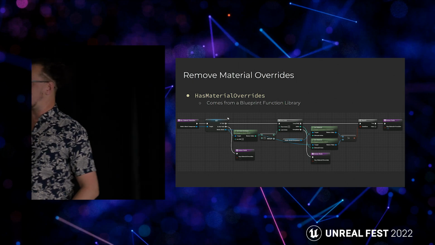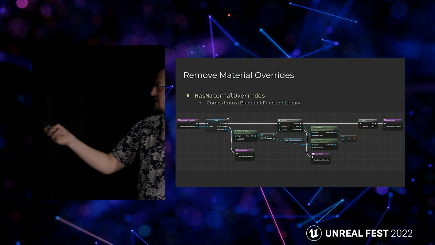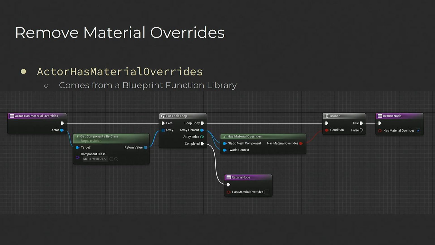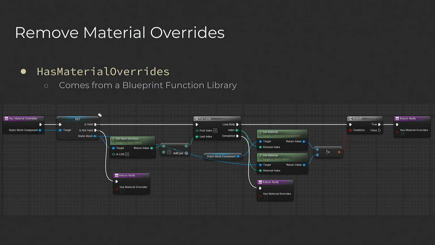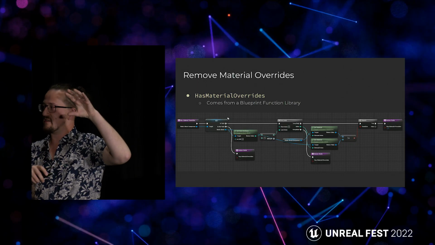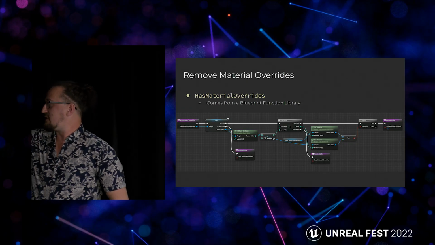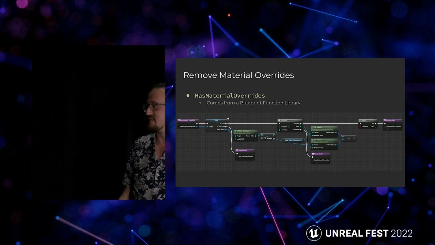So this is the actual meat of the function. This is what, if I can go back one, the has material overrides thing there, this is what it's doing. So we're actually getting the static mesh component, getting the mesh from it, getting the number of sections from the mesh, and we're basically just saying, does the static mesh component, which is the instance in the world, have the same material as the mesh originally did? And if it didn't, we return true out of here saying, yes, it has material overrides.